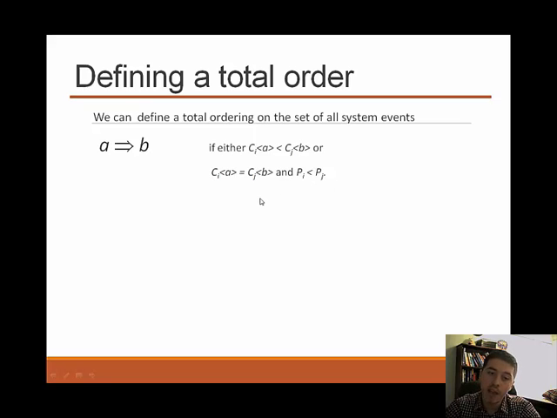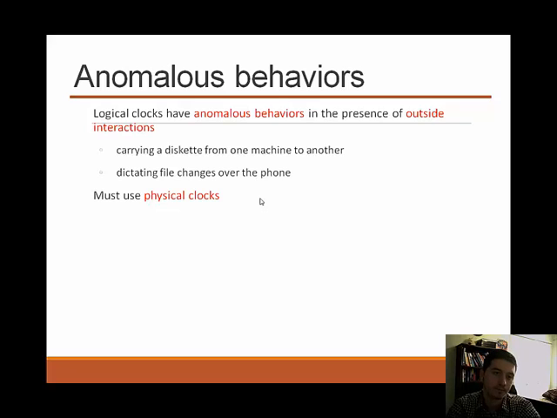Keep in mind that Ci of A and Cj of B are the timestamps of A in process I and B in process J. This will help us define a total ordering of all events in a distributed system environment in order to accomplish synchronization or avoid deadlocks.